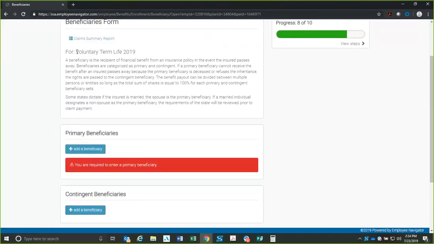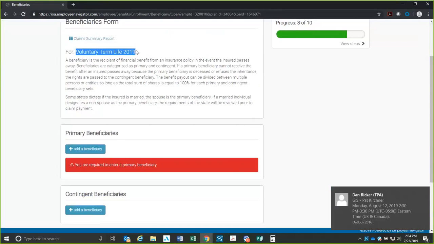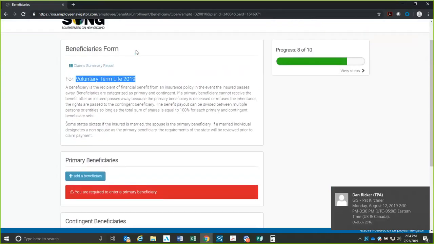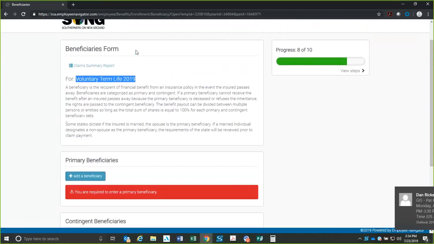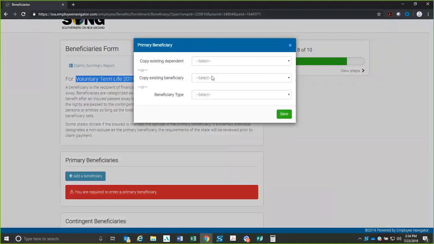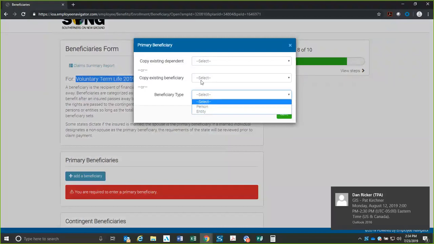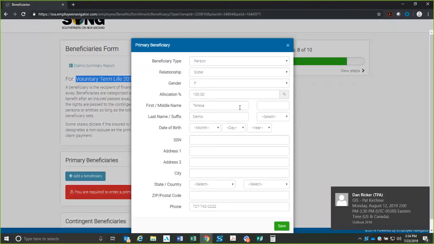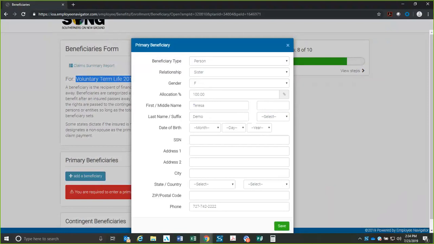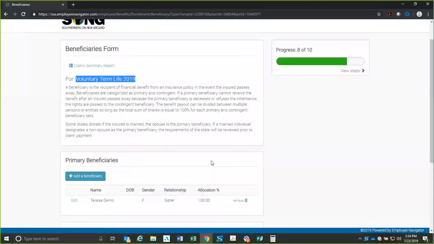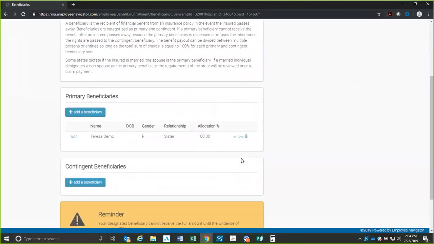And it's going to want a voluntary life beneficiary. So keep that in mind. Your employer paid life and your voluntary life do not have to be the same beneficiary. But for sake of time, we'll just copy our existing person and put in the allocations already there, so we're done. Makes it pretty quick and easy.